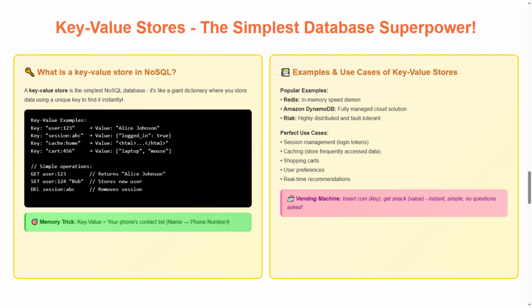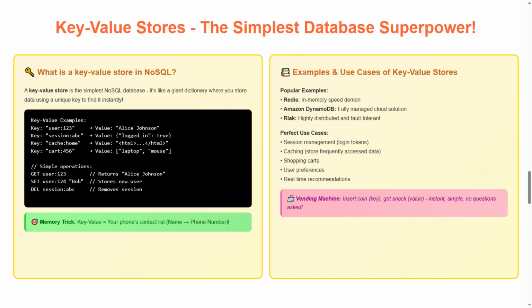What are examples and use cases of key-value stores? Popular examples include Redis, which is an in-memory speed daemon, Amazon DynamoDB as a fully managed cloud solution, and Riak, which is highly distributed and fault-tolerant. Perfect use cases are session management for login tokens, caching to store frequently accessed data, shopping carts, user preferences, and real-time recommendations. Let's check our vending machine analogy section.